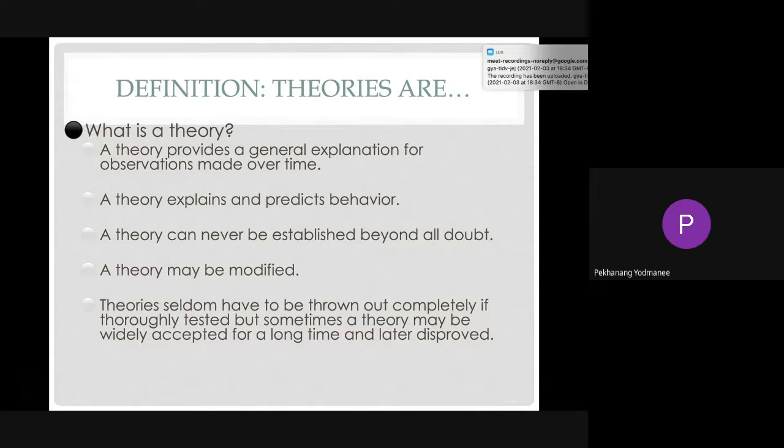Definition of theories. A theory provides a general explanation for observations made over time. A theory explains and predicts behavior. A theory can never be proven beyond all doubt. A theory may be modified. Theories seldom have to be thrown out completely if truly tested. But sometimes a theory may be widely accepted for a long time and later disproved.